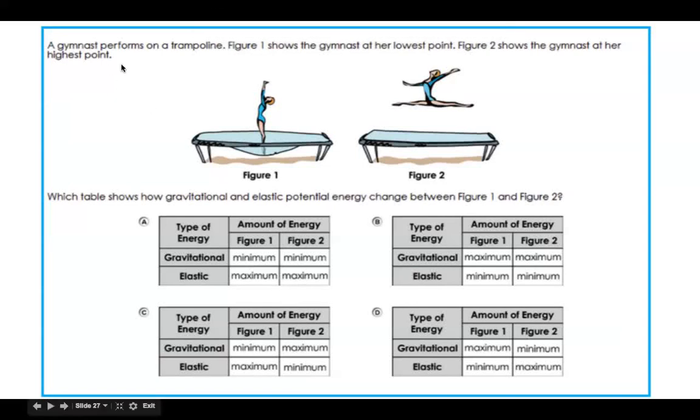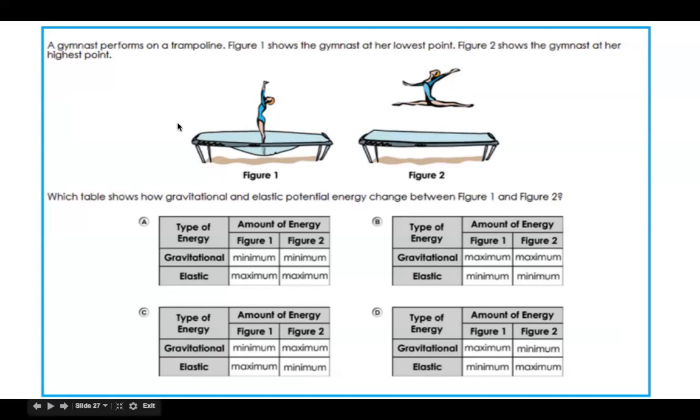A gymnast performs on a trampoline. Figure 1 shows the gymnast at her lowest point. Figure 2 shows the gymnast at her highest point. Which table shows how gravitational and elastic potential energy change between Figure 1 and Figure 2?